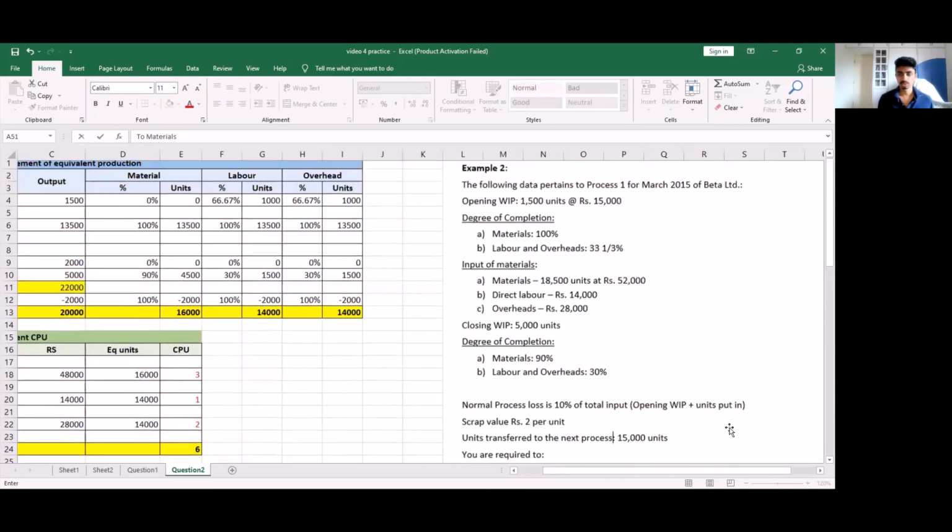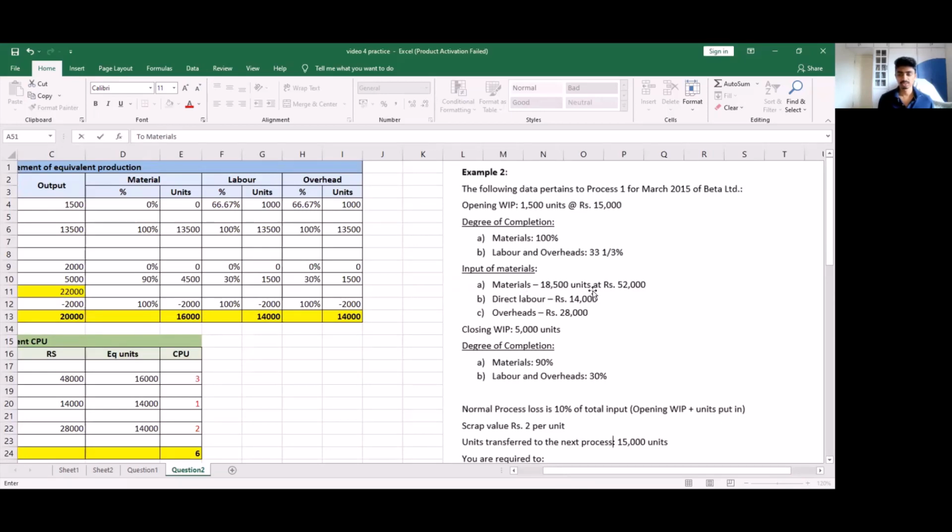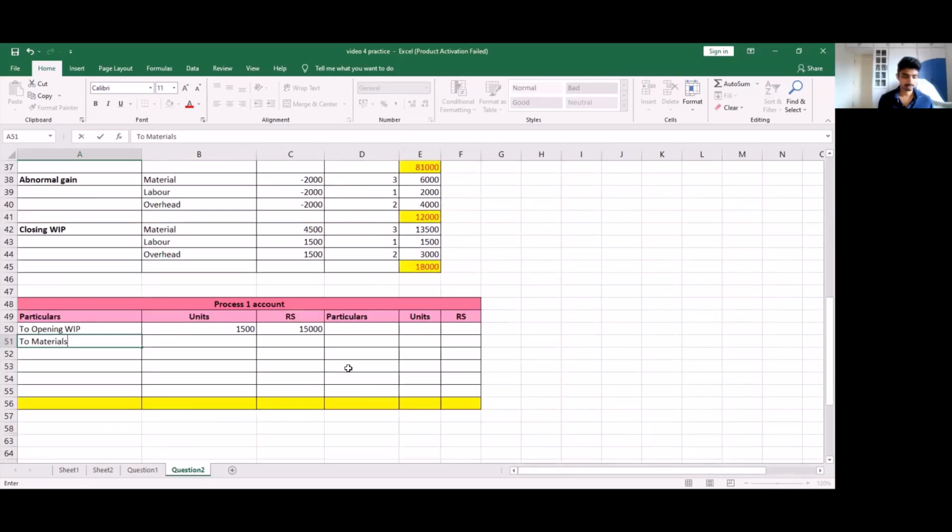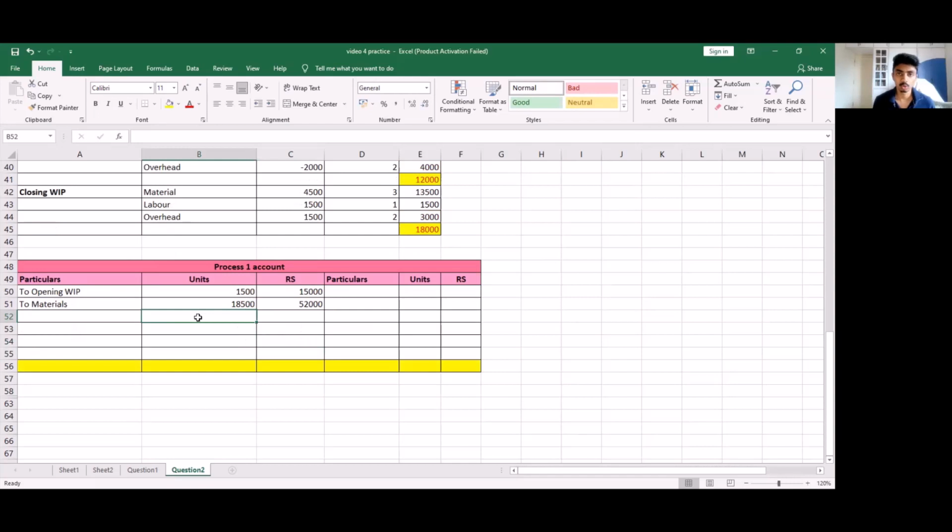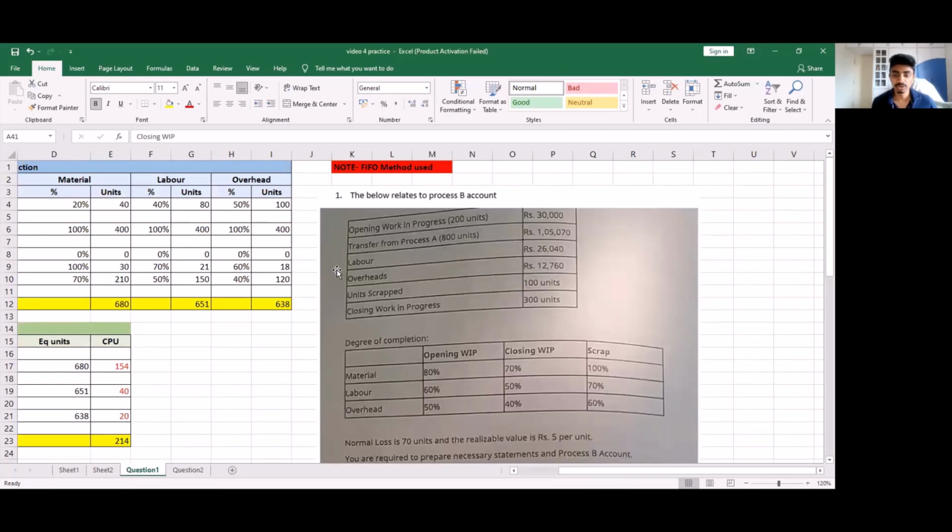Next, we have two materials. Materials introduced is 18,500 units valued at rupees 52,000. So let's quickly write this down. Over here, I would like to mention that in some questions, we might be given transfer from process A. So this is our input or raw materials introduced. So we have been given 800 units valued at 1,05,070 in our previous question. But along with this, they might also give us two materials. So what do we do when this is the case?